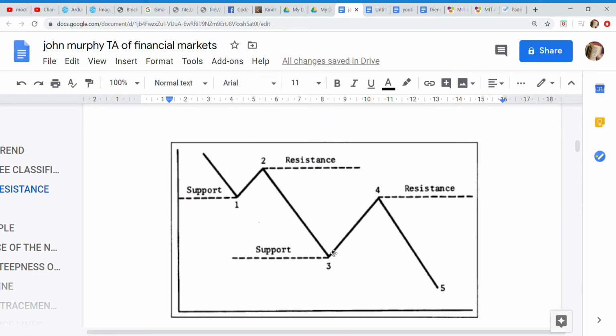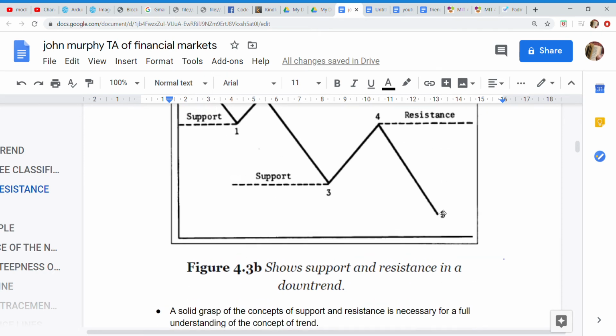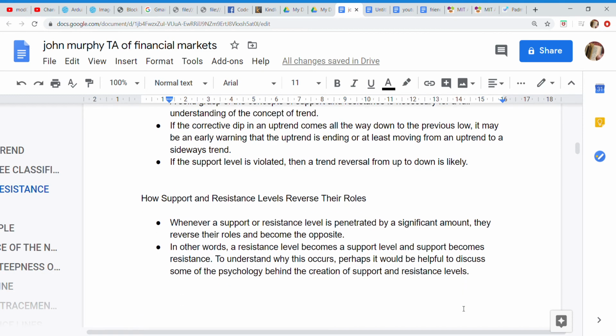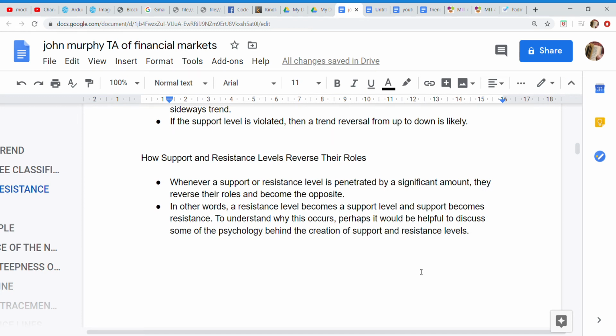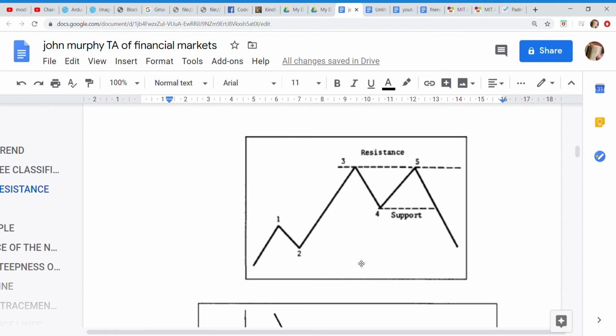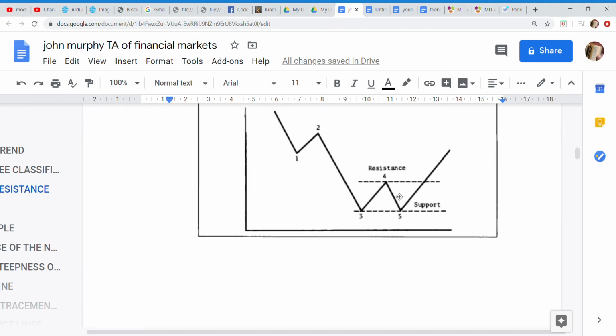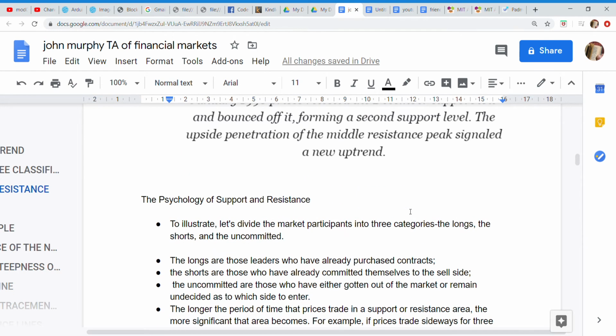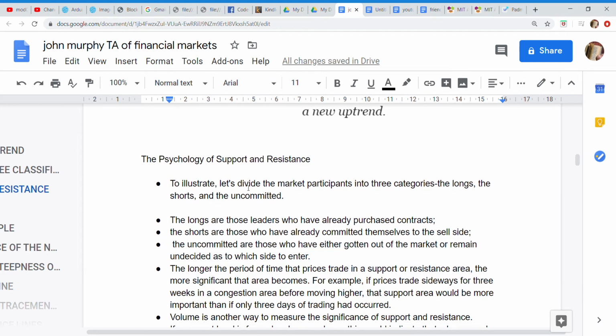So when the support level is violated, then this is resistance, this is support. So we know support and resistance now. The psychology behind support and resistance.